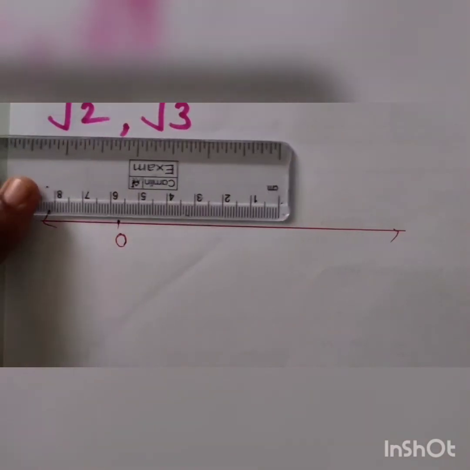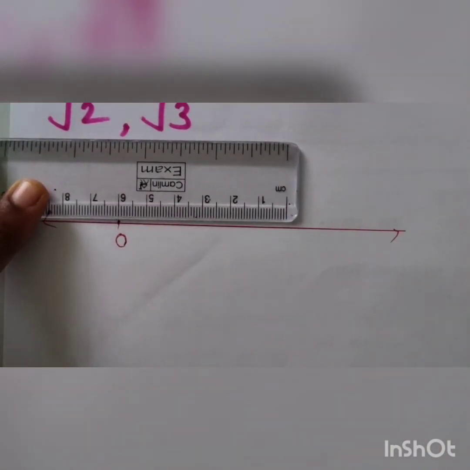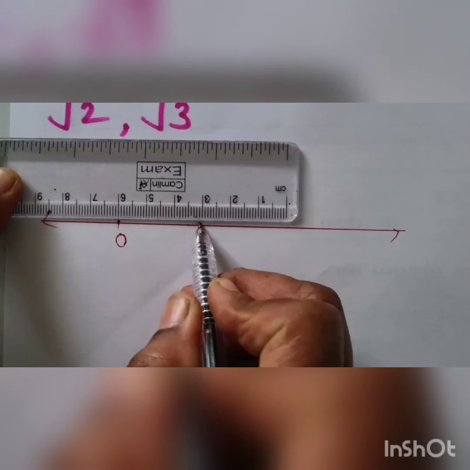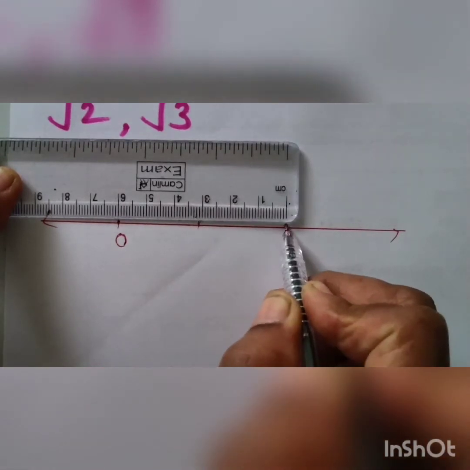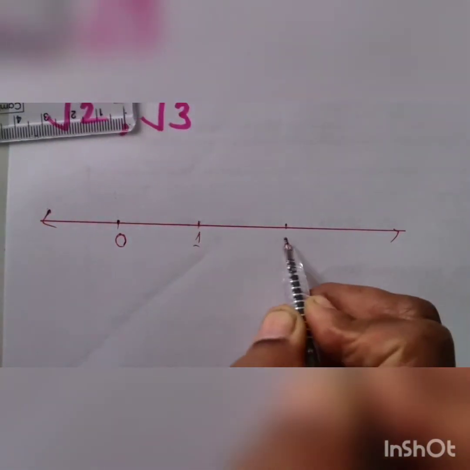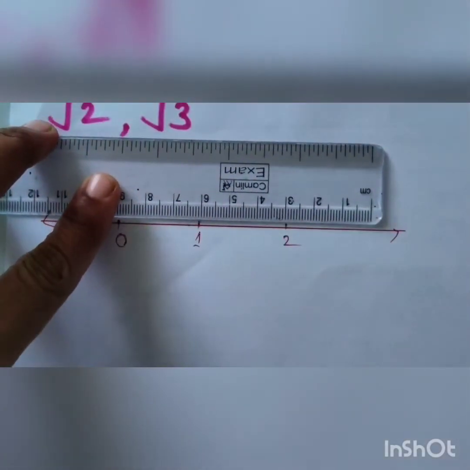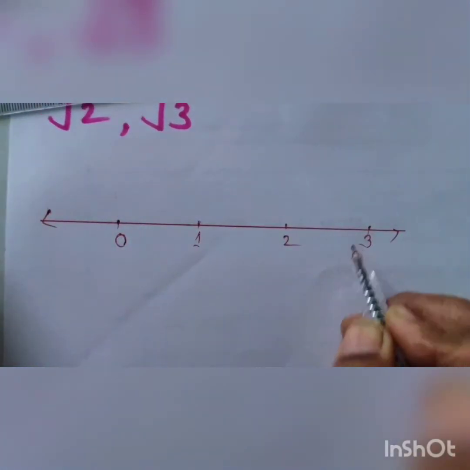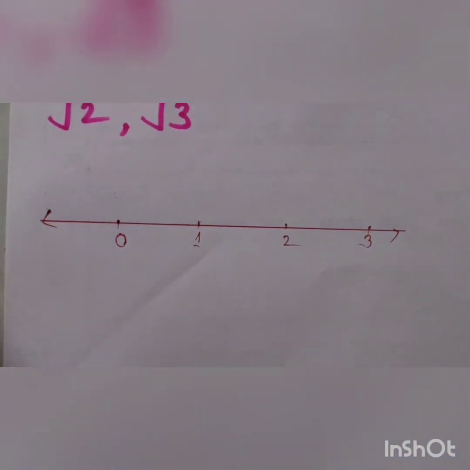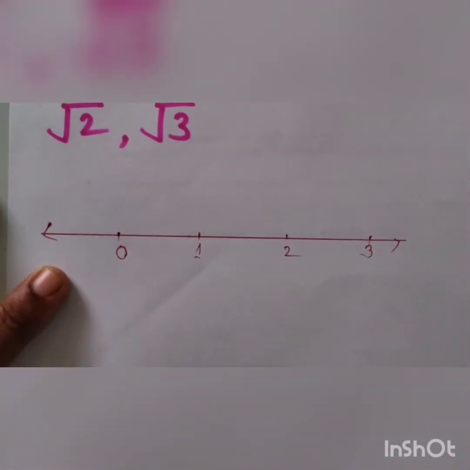Suppose this is a 6 unit distance. For each 3 units we are considering 1 here and 2 here, means this distance is 1, this distance is 2, and onward we can show 3, 4, 5, etc. Now here we have to show √2.